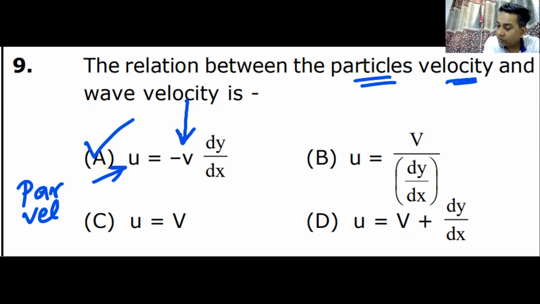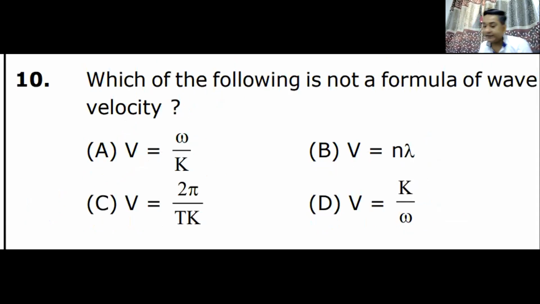Let me move on to the next one. Again, it is a simple formula based question. These are the type of questions that are going to come in the exam. This is question number 10. Which of the following is not a formula for wave velocity? V is equal to omega by k, V is equal to f lambda, V is equal to 2 pi by T k, V is equal to k by omega.